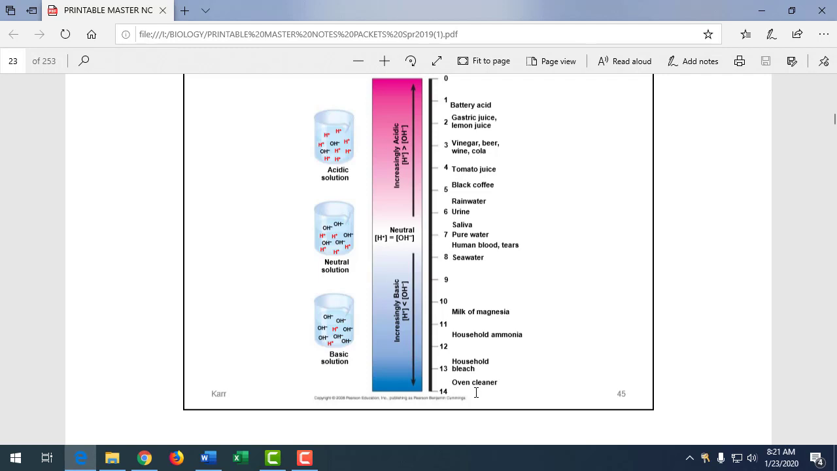So bases are slippery and bitter tasting. If you think of bitter, have you ever tasted baking soda? What that tastes like? It's very bitter. But baking soda is great at neutralizing acids.